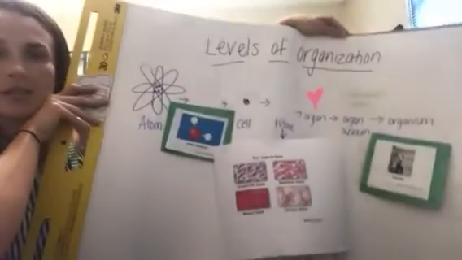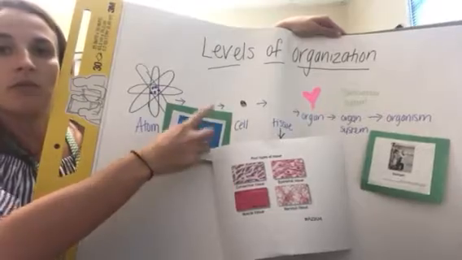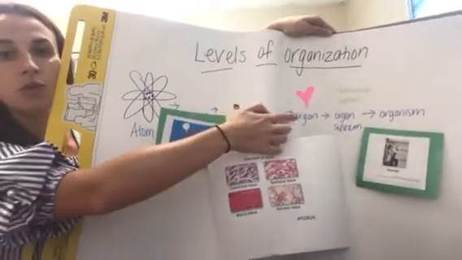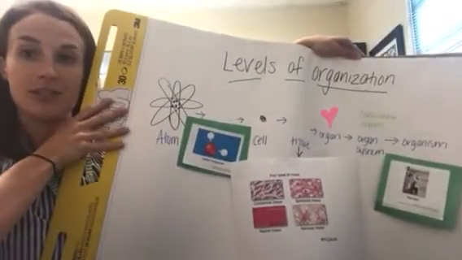So if you look, this is kind of our timeline that we can look at. We start with an atom, then we have a molecule, cell, to tissue, to an organ, organ system, and then to an organism. And that's your levels of organization.